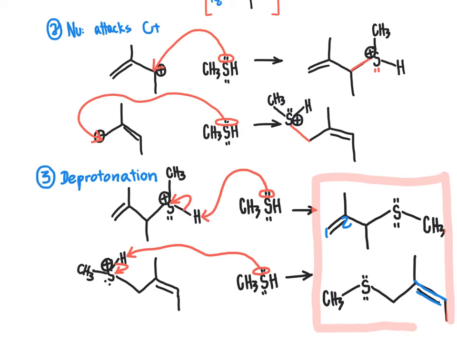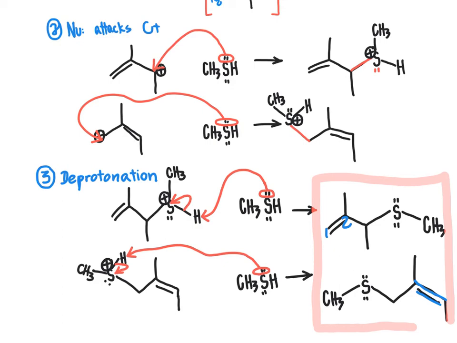So yes, indeed, these are 2 different constitutional isomers because the double bond and the associated hydrogens are not in the same position in going from one constitutional isomer to the other. We've moved atoms around and hence electrons around as well. So these are constitutional isomers.